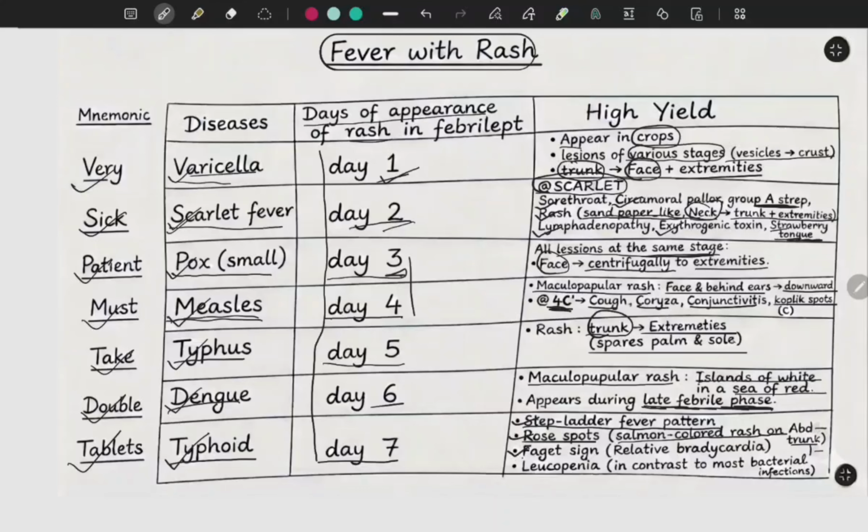There is an important sign called Faget sign. Faget sign means relative bradycardia. We know that during fever, the heart rate increases, that is tachycardia, but in typhoid usually there is relative bradycardia. This is Faget sign. And the last one is leukopenia. This is also in contrast to most bacterial infections, because in bacterial infections the number of leukocytes is increased, but in typhoid fever usually we can see leukopenia.